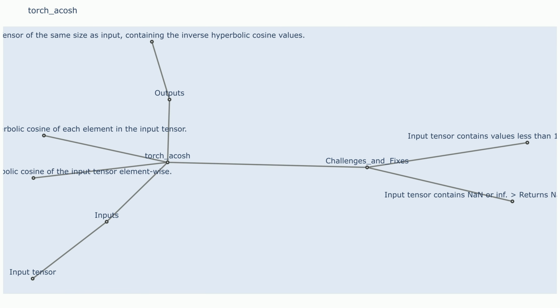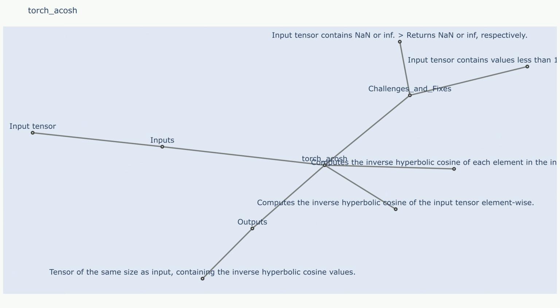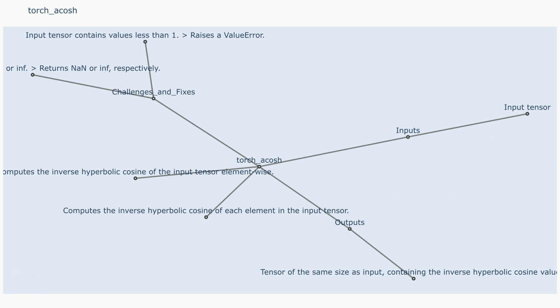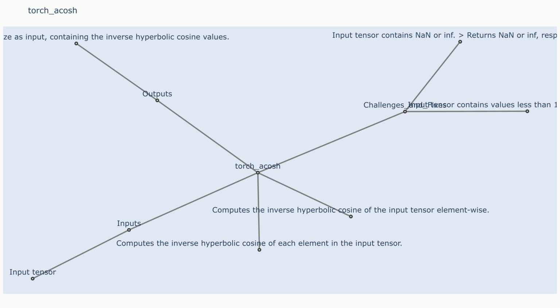torch.acosh. Description. The torch.acosh function calculates the inverse hyperbolic cosine of each element in the input tensor. In other words, it finds the angle whose hyperbolic cosine is equal to the input value. Inputs. Input 1: input, a tensor containing the values for which the inverse hyperbolic cosine will be calculated. It must be a real-valued tensor. Outputs. Output 1: output, a tensor of the same size as the input, containing the inverse hyperbolic cosine values.